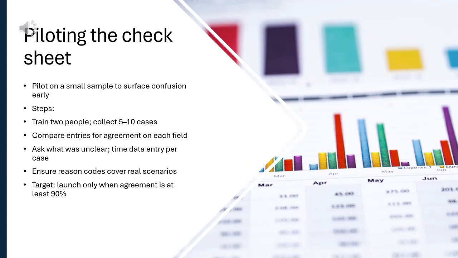Pilot before full rollout. A small test reveals confusion early. Use these steps. Train 2 people on the rules and collect on 5 to 10 cases. Compare entries for agreement on each field. Ask what was unclear during use. Time the data entry per case. Check whether all real scenarios are covered by reason codes. Set a target of at least 90% agreement before launch.